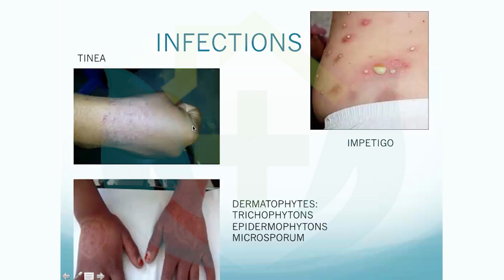Then we have tinea, or superficial fungal infection. That is one of the most common infections that we see in our day-to-day practice. In a hot, humid climate, definitely the incidence is much more. The incidence of these infections is much more in diabetics, in immunosuppressed patients, and of course in low socioeconomic conditions. All these infections can proliferate because of poor hygiene.